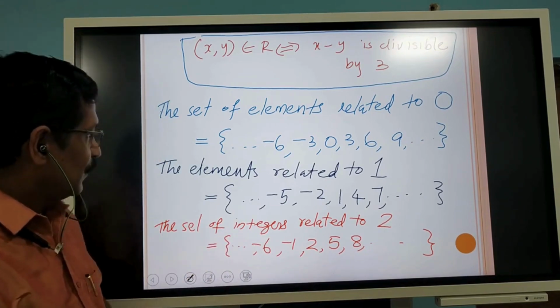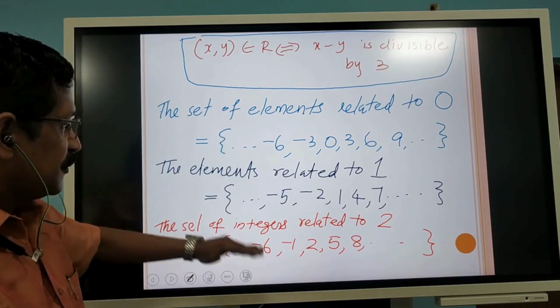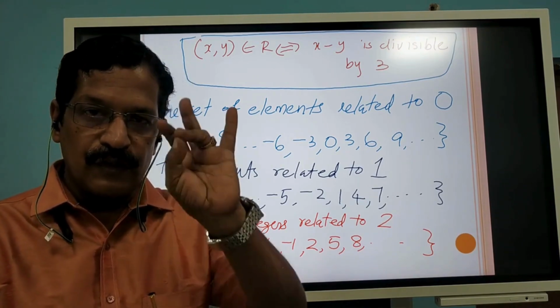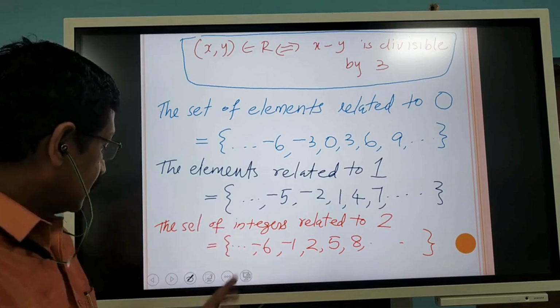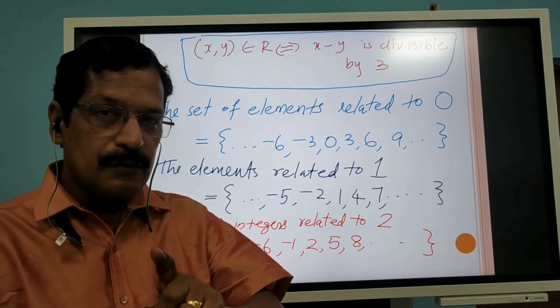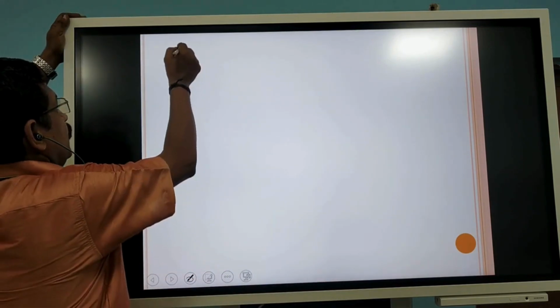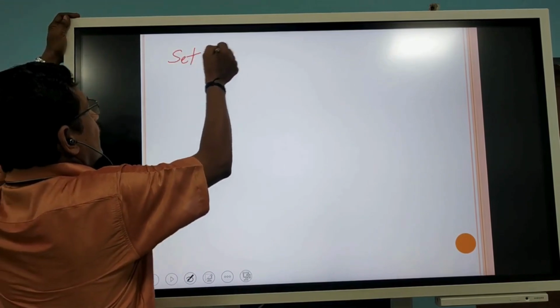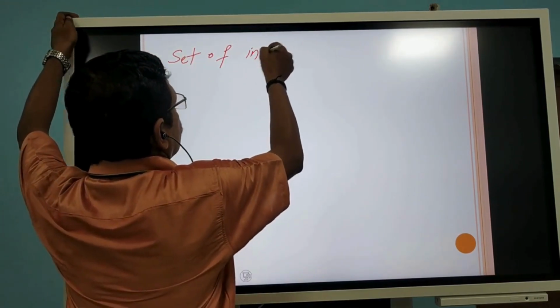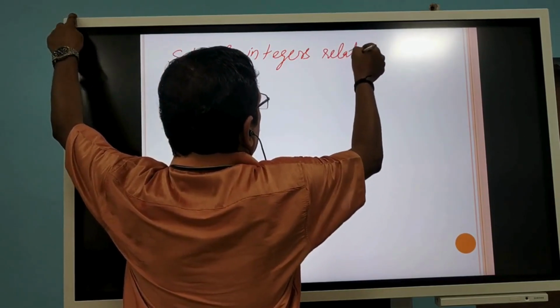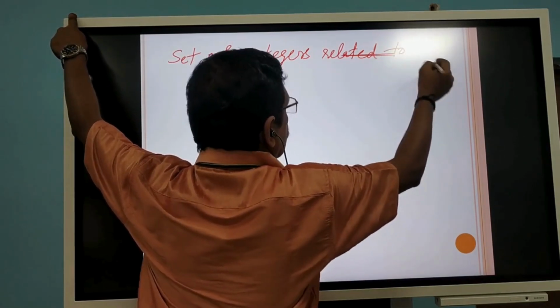Why am I taking this? Because now we got 3 sets of integers: the first set is related to 0, the second set is related to 1, and the third set is related to 2. May I take another set also? The set of elements related to 3, set of integers related to 3.